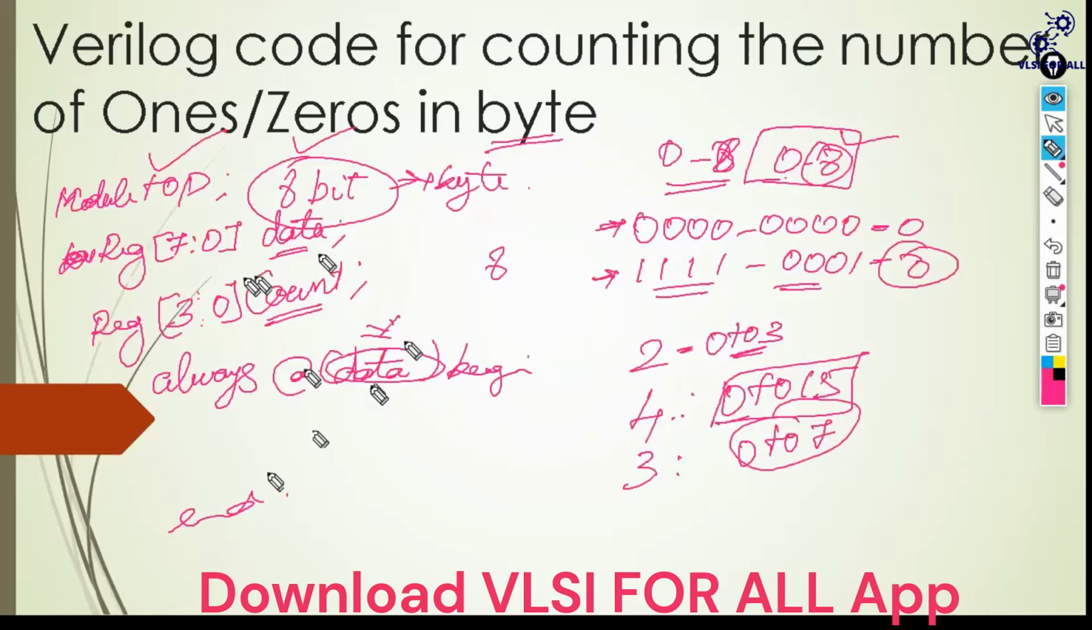So I'm having a data. We take the data as 011011101. This is the data I need to count. In this data, if I count, there are 1, 2, 3, 4, 5 ones. So my count variable should have the value of 5. I need to make this count be incremented up to 5 if the data has 1.